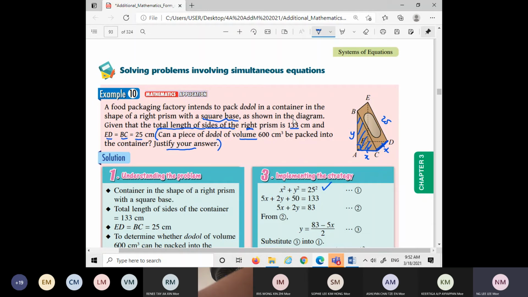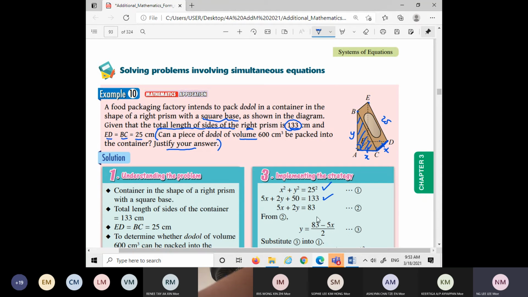Then the second equation will be from this 133. You have to add up all the lengths. So we straight away refer to here, 133. How do they get the 5x, 2y, and 50? First of all, 50 is from here, BC and the DE, so 25 and 25. So altogether is 50. And then the 2y is from here, BA and the EF. So 1, 2, 3, 4, 4 lengths already. So the balance of the 5 lengths are all x, because this is a square. 1, 2, 3, 4, and then here on the top, BE is the fifth. So altogether 5x. This is how they get the second equation.